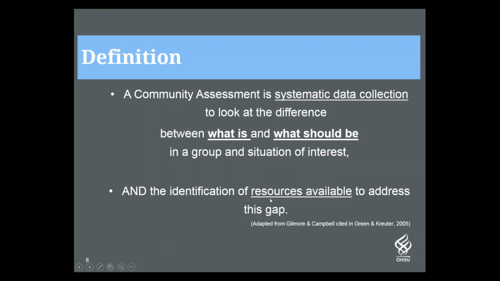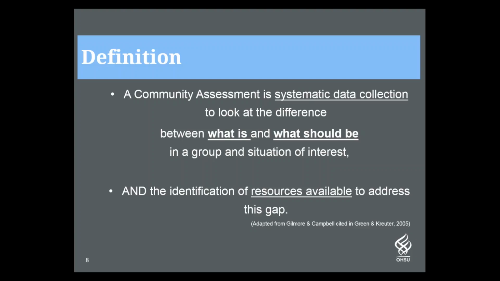So for definitions, a lot of people ask, what is a community health assessment? It's really a systematic data collection, and what is key is that it tells us about the difference between what currently is and what should be in a group and situation of interest. So this is our baseline assessment. It gives us all the information on the current state of affairs in the community or the group that we're looking at, and we want to be able to compare that to what should be.